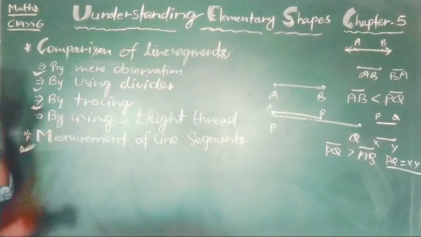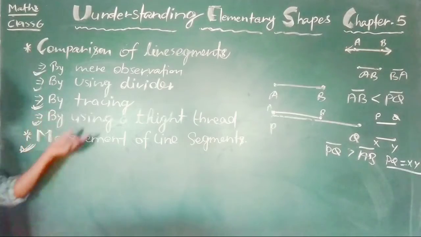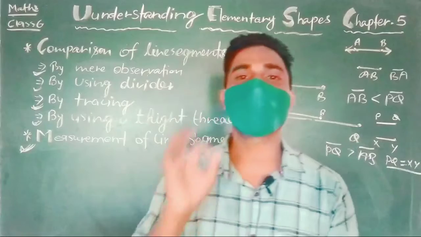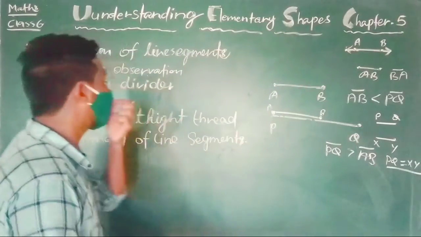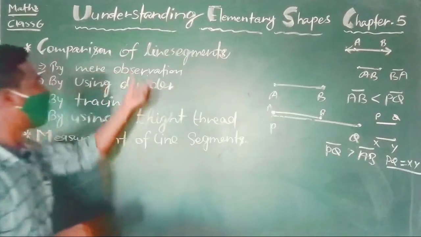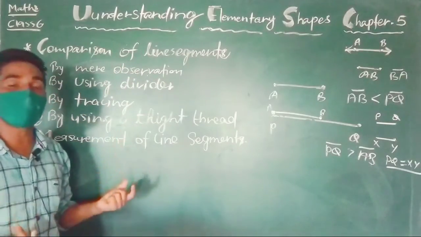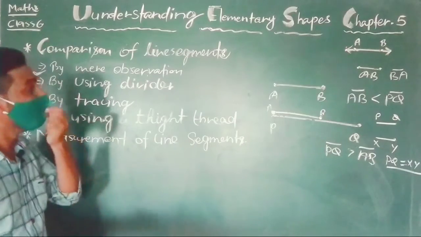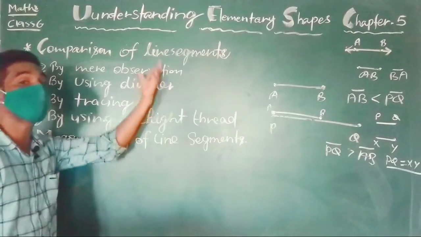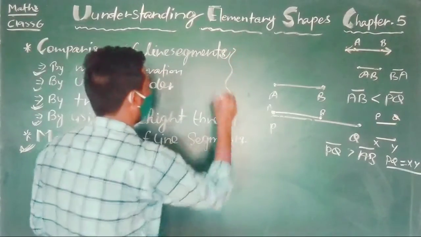Thereafter, the other way is by using a tight thread. Thread, in Hindi we can say dhaga. So how to measure by the thread? All these are ways by which we can only compare whether the line is smaller, greater or equal. Time and again I am telling you, we cannot find the exact length this way, because this is a practical way to compare.